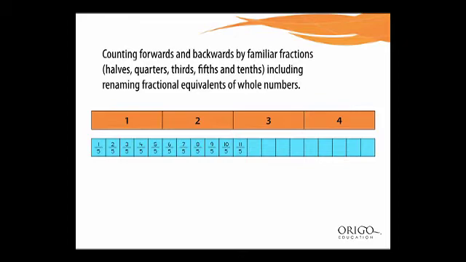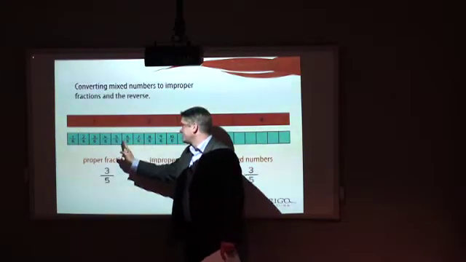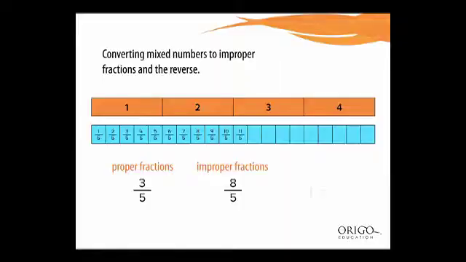When you do that, you can also satisfy this other elaboration, converting mixed numbers to improper fractions and the reverse. So here we have proper fractions, such as 3/5, and over here we have the improper fractions, such as 8/5. But if I wanted to convert this, 8/5 is the same as 1 and 3/5. Okay.